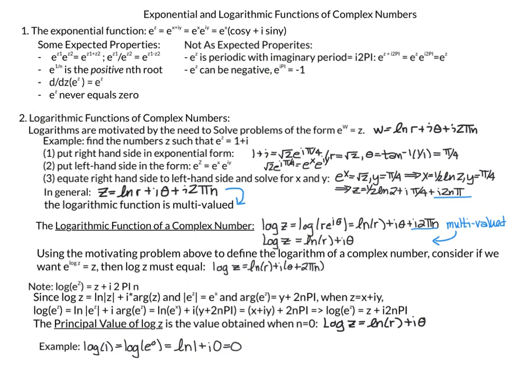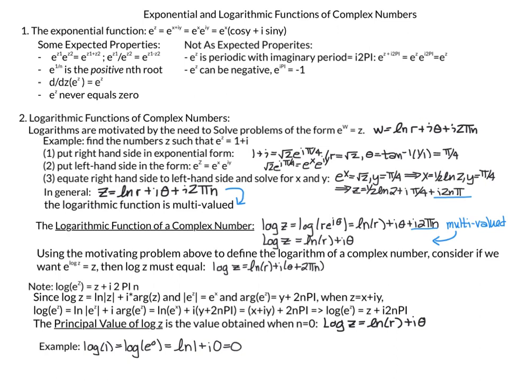We will then look into logarithmic functions of complex numbers, so it's different than for real numbers. To determine how we're going to define the logarithmic function, we're going to look at solving problems of the form e to the w equals z. We will use this algorithm to develop a formula, which in this case is w equals natural log of r plus i theta plus i 2 pi n. So this is a multi-valued function, which is important to realize, as it has multiple solutions, unlike in real numbers.